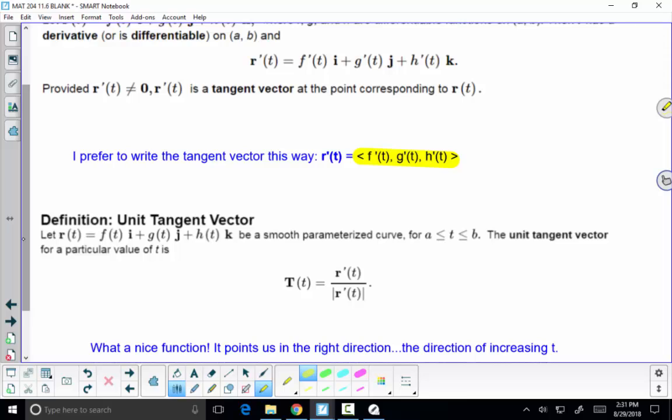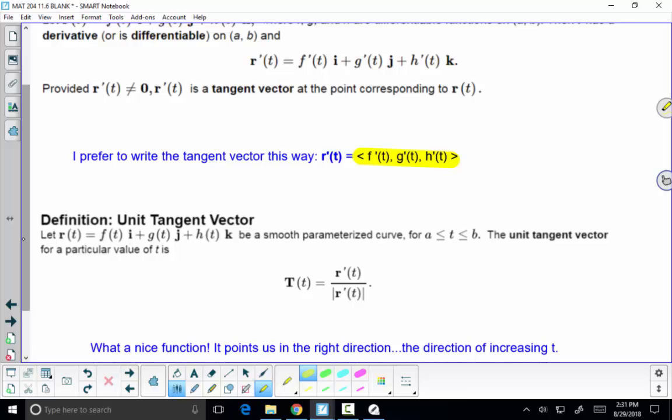In Calc 1, remember, you used to build the tangent line. You'd take the derivative, that was the slope of the tangent line. You'd get the point of tangency, and you'd build that line. Here, it all happens in one fell swoop. If we take the derivative, that gives us a derivative vector, plug in the t value, and boom, we've got a vector that's tangent to the curve at that point.